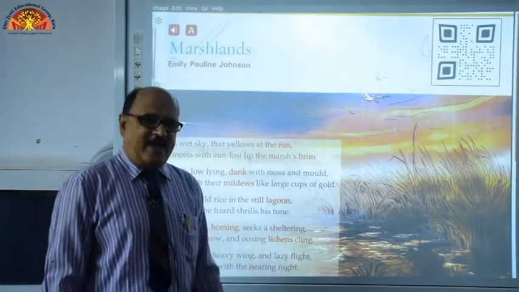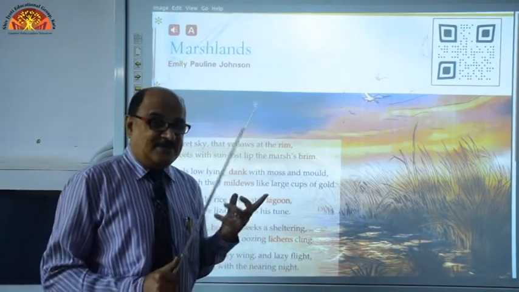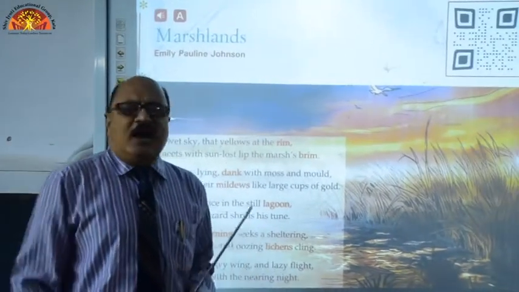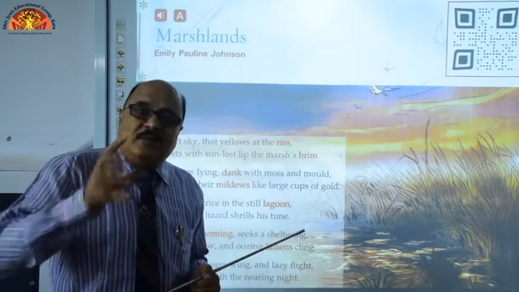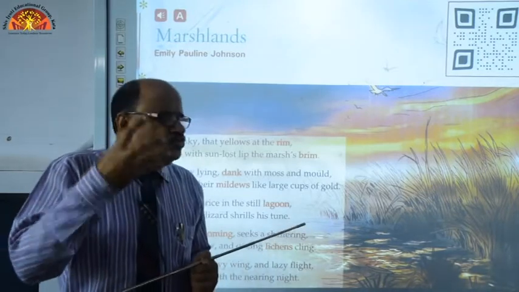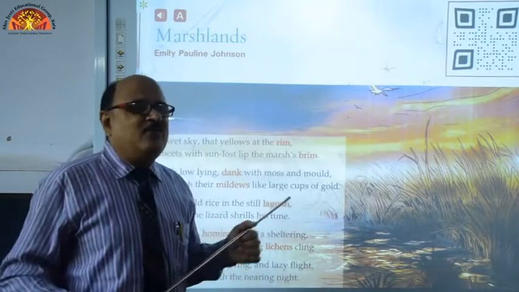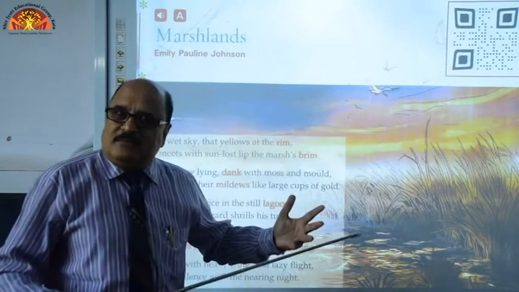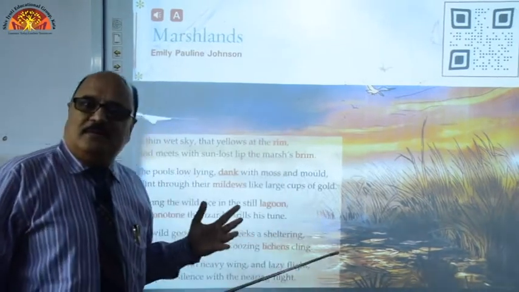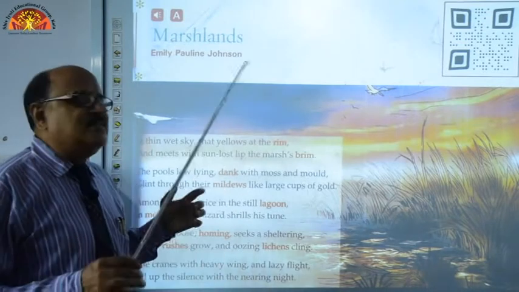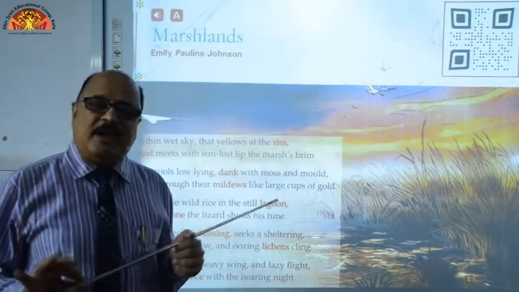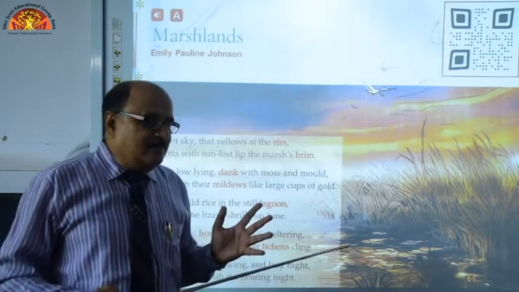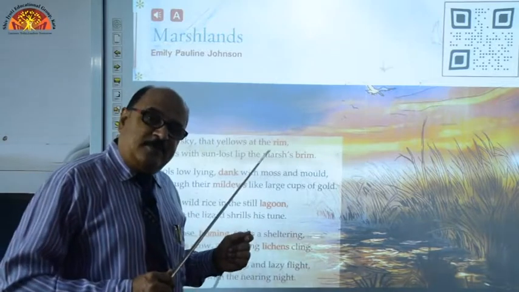So, dear students, have a look at the poem, and the title of the poem, Marshlands, right? What is marshland? A swampy area, right? Bog, swamp, marsh. So, here we are talking about a piece of land that is wet, that has been wet since long. This is a very interesting poem, and I hope you would surely like reading this poem, you would surely enjoy this poem, right?